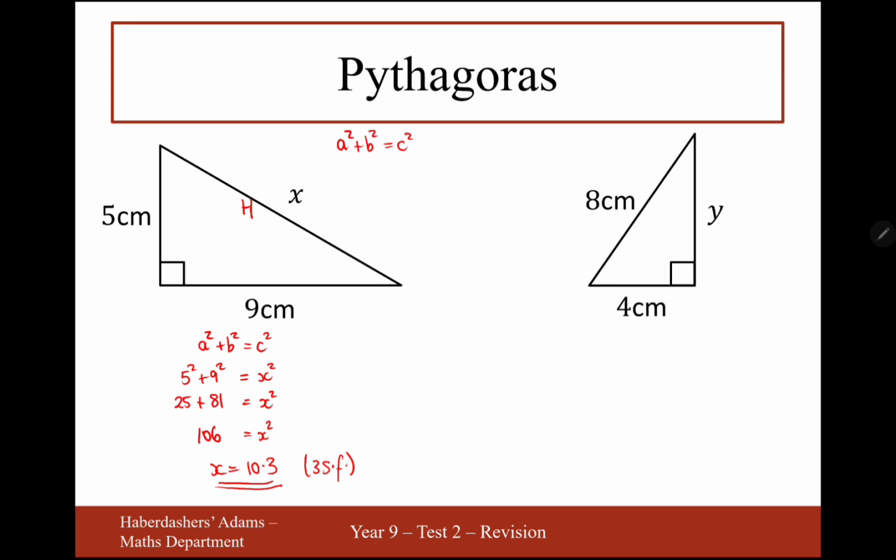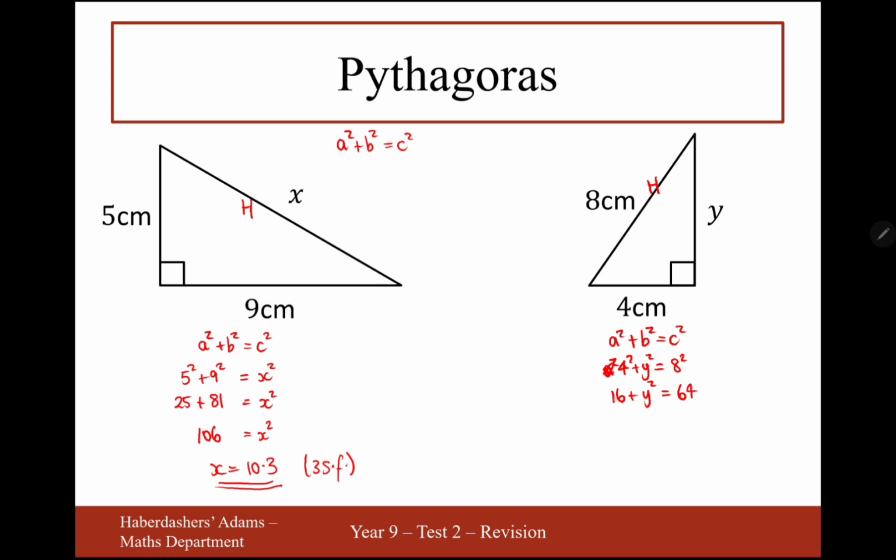Okay, let's move on to the second one now. If you've not done the second one, pause it and have a go. In this one, the 8 side is the hypotenuse, so when I get to using a squared plus b squared equals c squared, the 8 must be in the c position. Doesn't matter what way round the other two values are, so I'm going to put that as 4 squared add y squared. 4 squared is 16, add y squared equals 64.